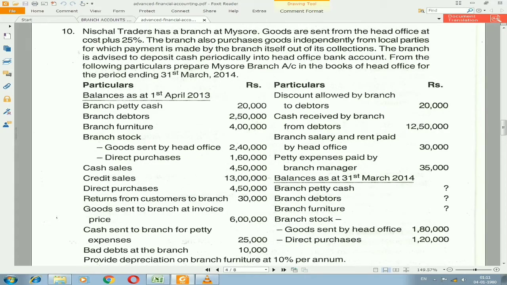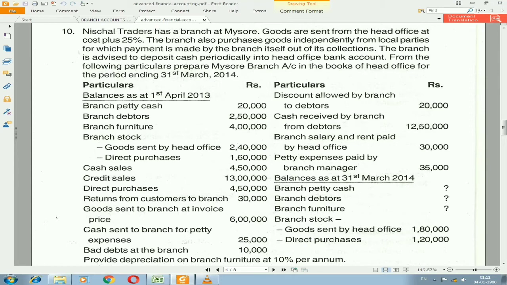Let us solve one more illustration. Nischal Traders has a branch at Mysore. Goods are sent from the head office at cost plus 25%. The name of the head office is Nischal Traders. The branch is located in Mysore, and they are sending goods at invoice price, that is 25% on cost. We are supposed to take 25 divided by 125.